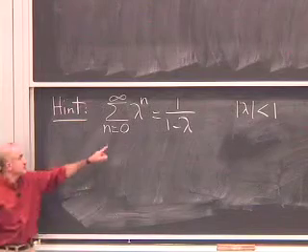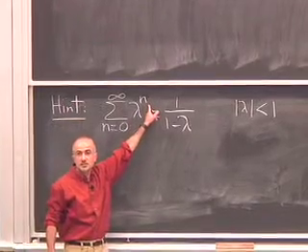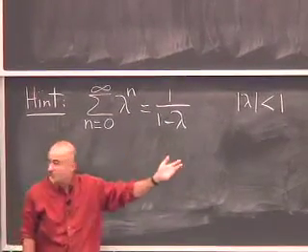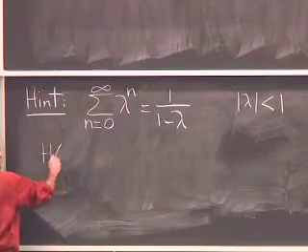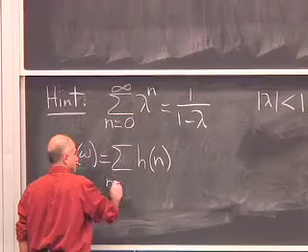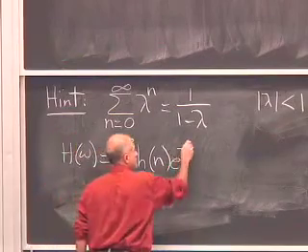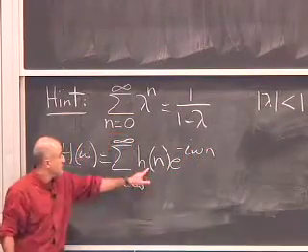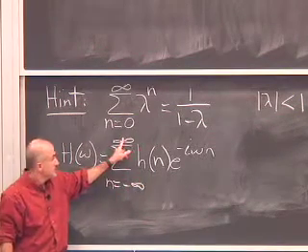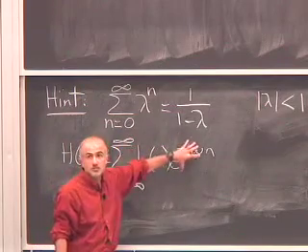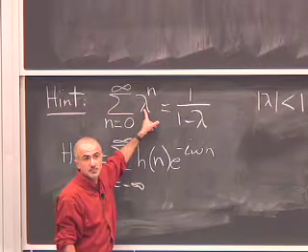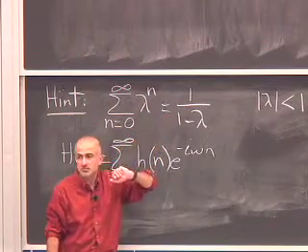Please try to convert it into something that looks like a power series, and then you'll get the answer. And use the definition. What's the definition of h of omega? It's h of n e to the minus I omega n. Plug in the expression for h, figure out how it influences the limits of the sum, and then convert what's in the sum into a power series representation, and then the answer pops out.